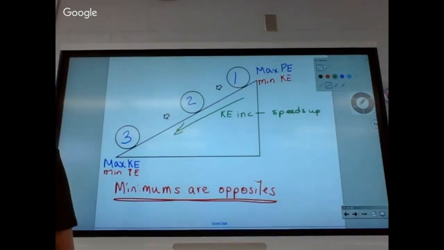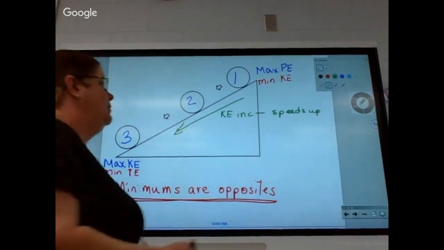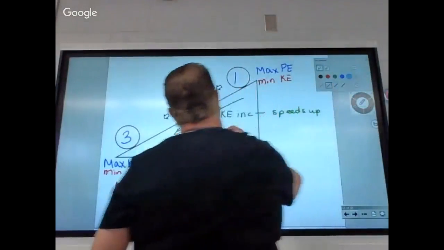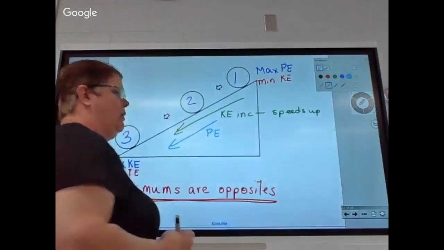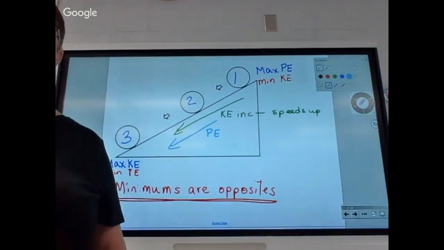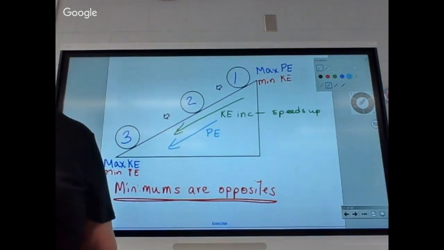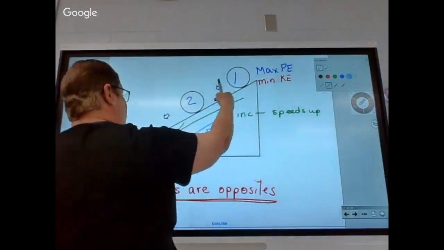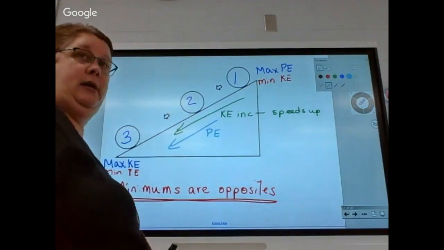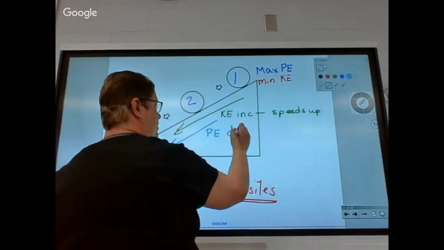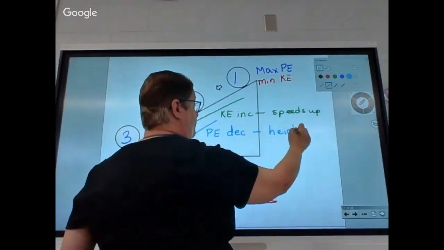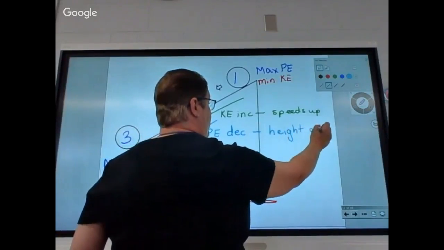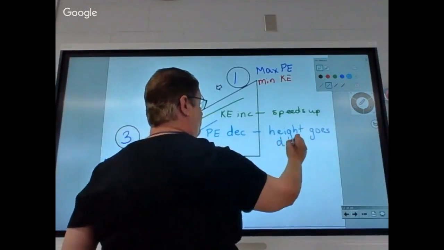Is anybody with me besides Chase? Because he gave me the right answer. Now, same thing. What happens to potential energy? Okay? Now, what's potential energy about? Height. What happens to our height as we go down this hill? It's decreasing. Potential energy decreases. Why does it decrease? The height goes down.